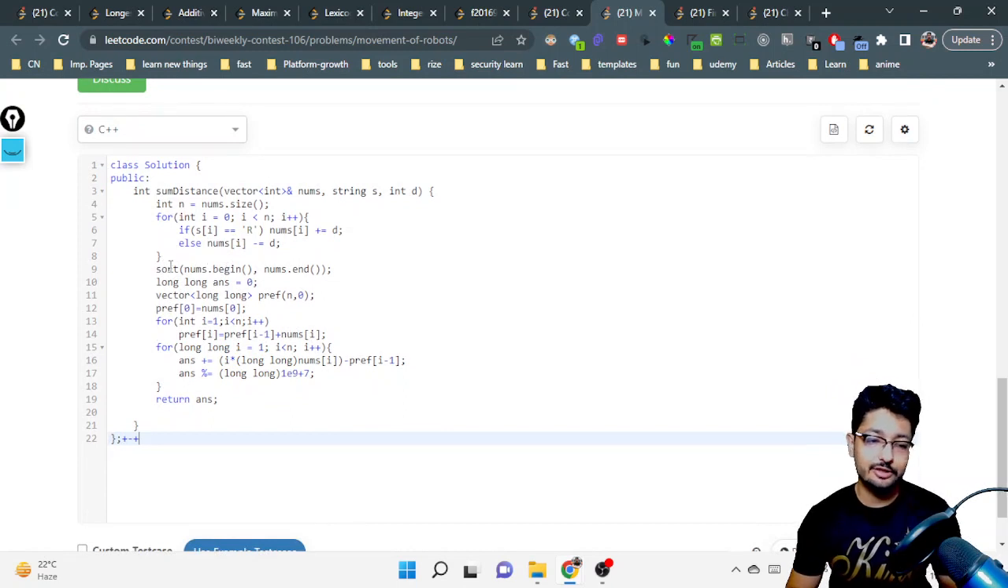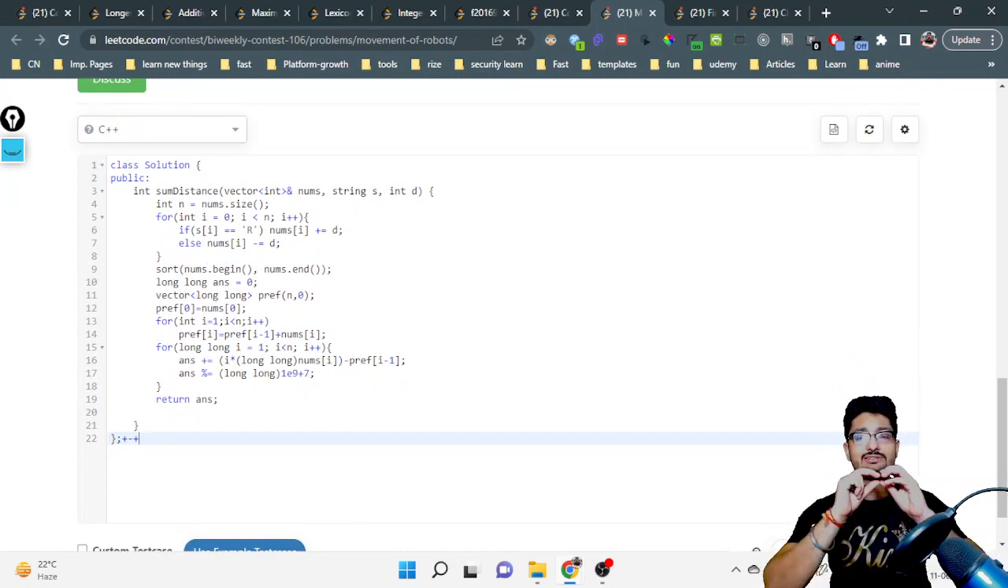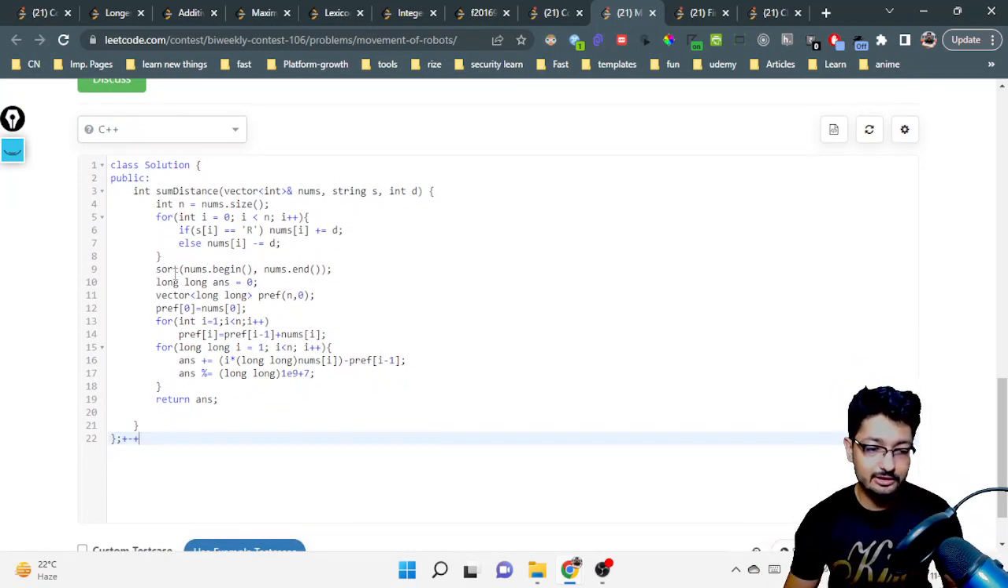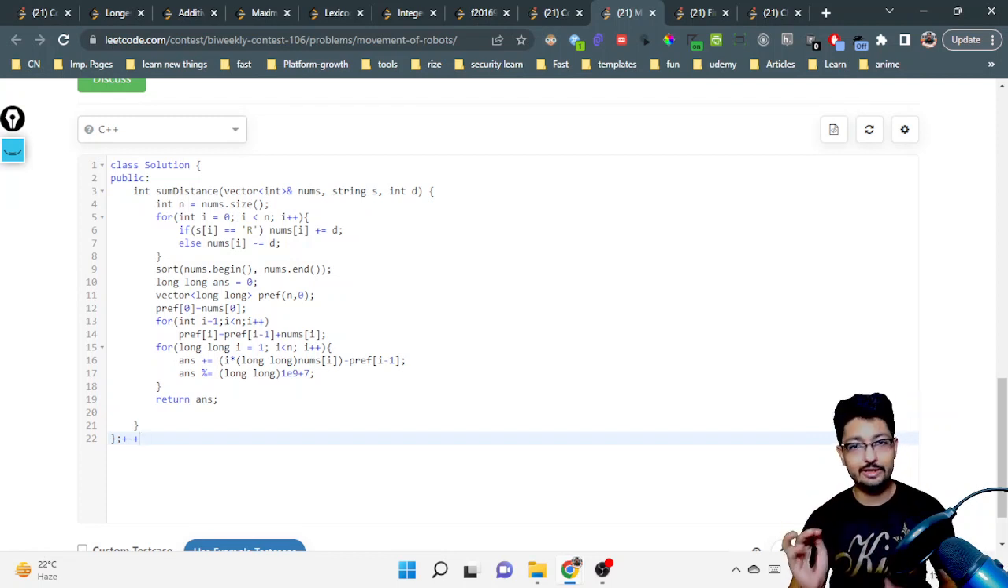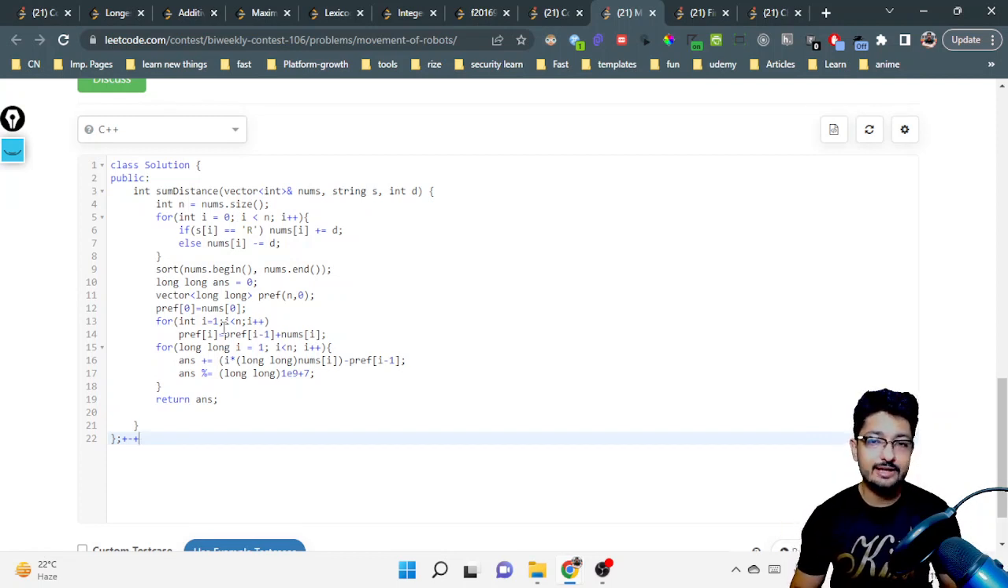Now we'll sort all these coordinates so that we have a plain number line, with all the numbers sorted on the number line. What we have to do is find the sum, so we'll store it in answer. And the prefix sum will store the prefix of all the digits before a particular coordinate. We'll start from index 1 because the first value can be directly initialized. Now you can find the prefix of all these values and store it in some prefix array.